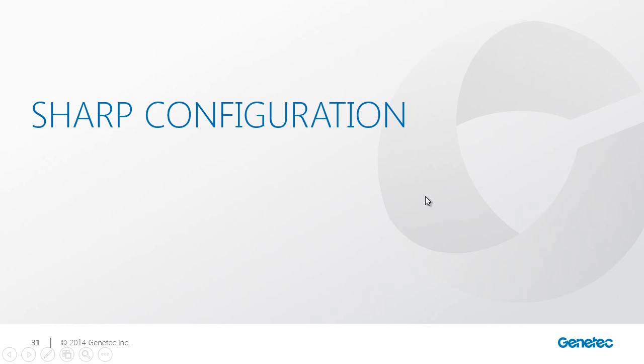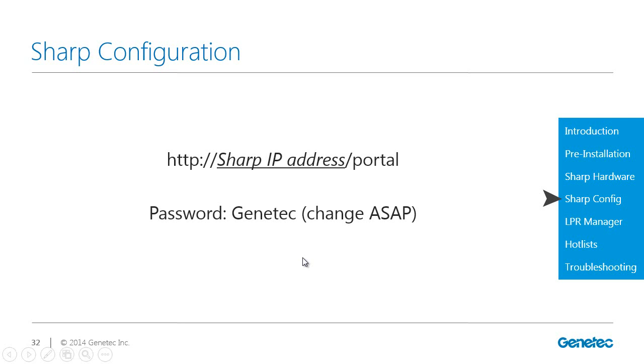Alright, now that we have the hardware connected and powered up, our next step is to perform a few configuration steps on the Sharp units to get them to connect to our security center system. To configure a Sharp unit, we use the Sharp portal. We can access this using the IP address of the unit /portal from a web browser.